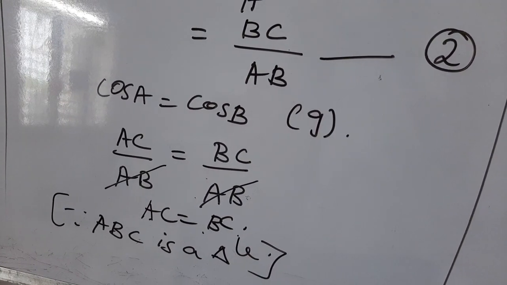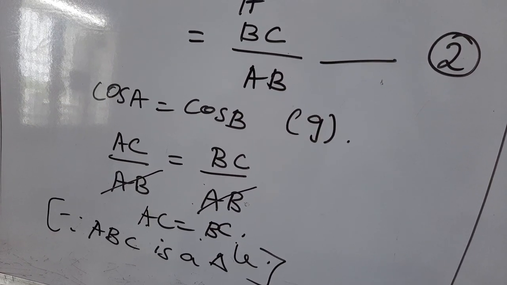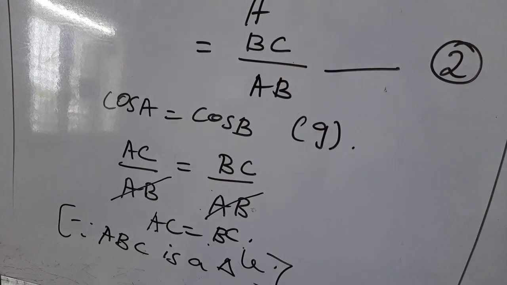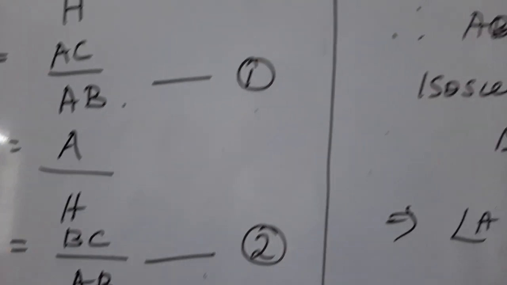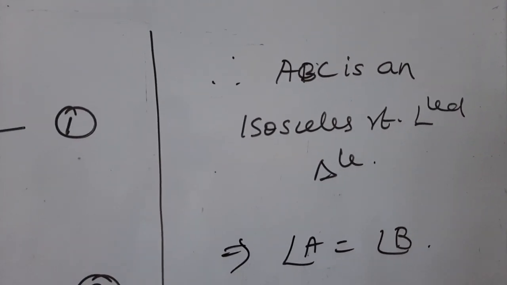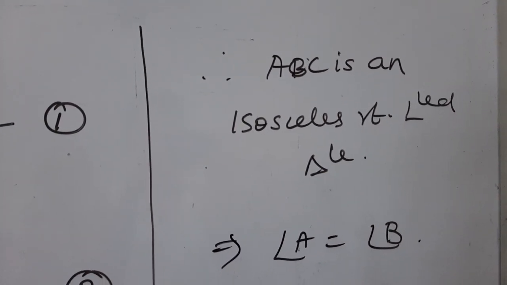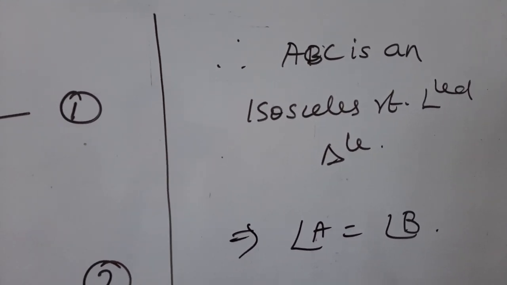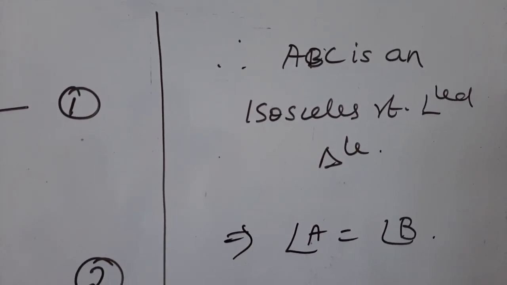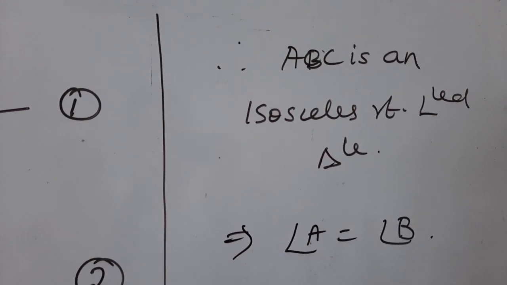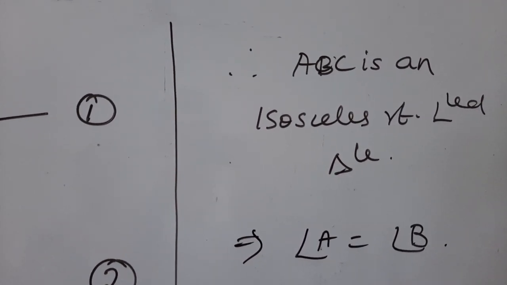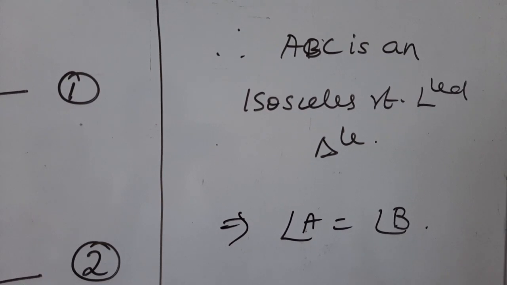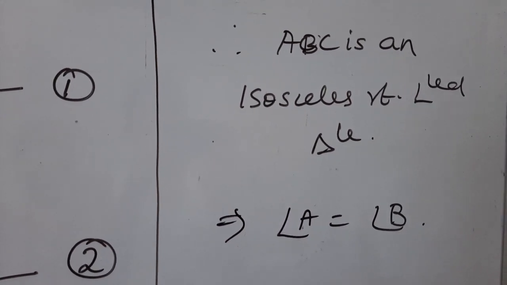Since ABC is a right angle triangle and AC equals BC, we came to the conclusion that ABC is an isosceles right angle triangle. And we learned in grade 9 that angles opposite to equal sides are equal. Here AC and BC are equal and the angles opposite to them are angle A and angle B. Therefore, angle A is equal to angle B.